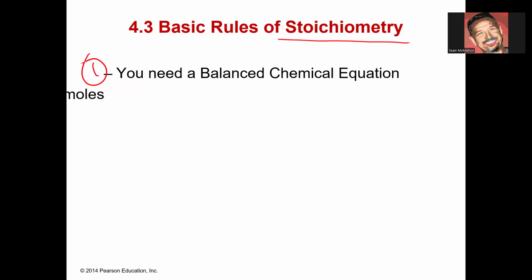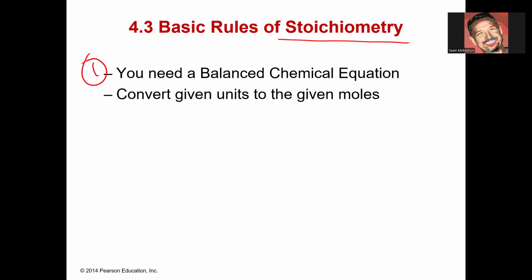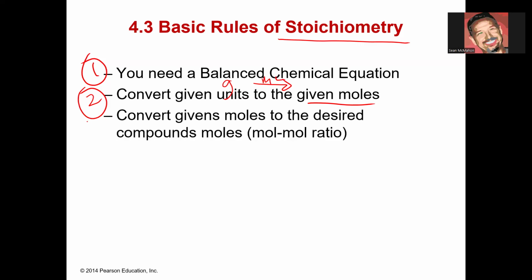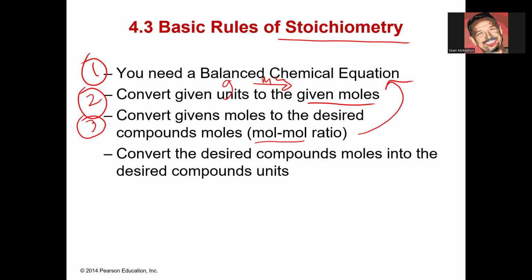I first need a balanced equation. Whatever units are given to me for that substance, I need to convert it to moles. That's step 2. A lot of times the units they give you are grams. To go to moles, I use molar mass. Step 3, I need to convert the given substance to the substance I want, the compound I want. That's my mole to mole ratio in my balanced equation. Step 4, now that I have moles of the compound that I'm looking for, I convert that to the units I want. A lot of times, again, that is grams, and I would use molar mass.